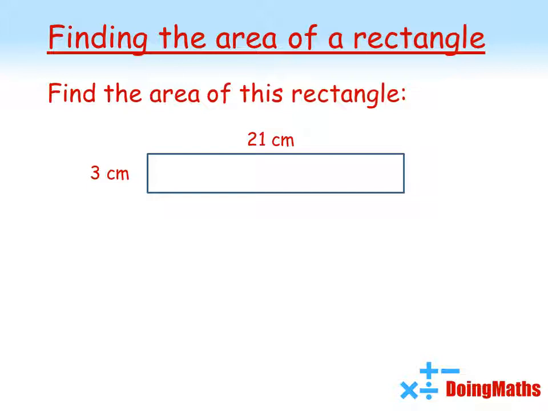Now we don't need to draw all those squares in to be able to find the area of a rectangle. All we need to do, as we did in those last 2 questions, is multiply the height by the width, and that will give us the area. So for this rectangle, the area is going to be 3 times 21, which is 63 square centimetres. This will work for any rectangle or square at all. Multiply the height by the width, that is your area.